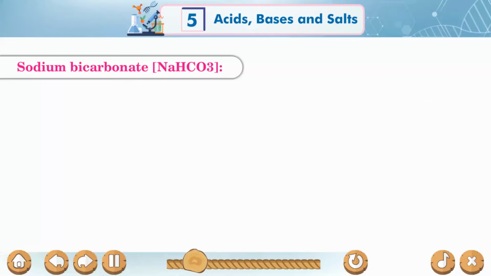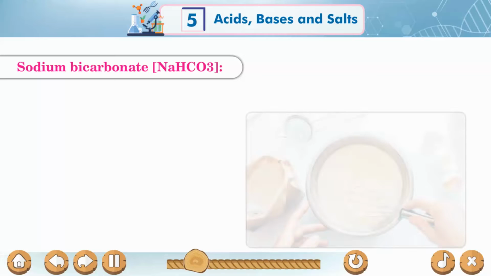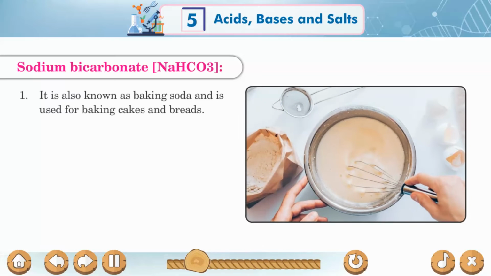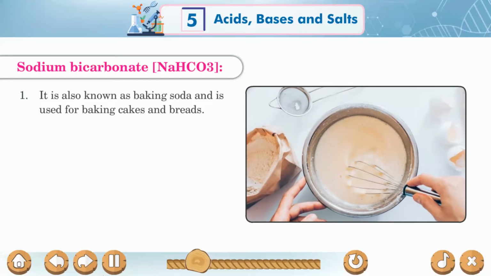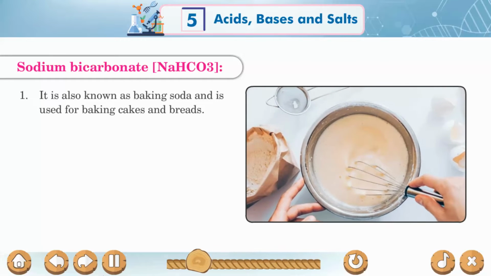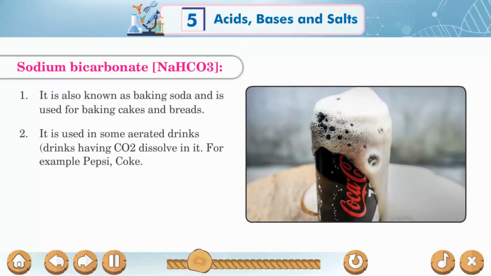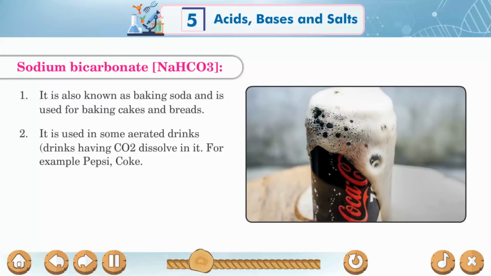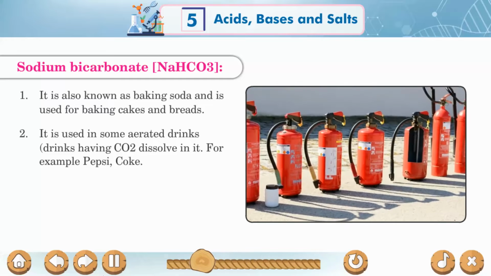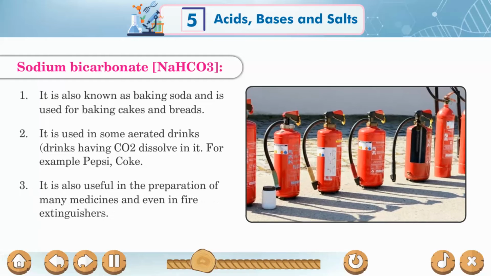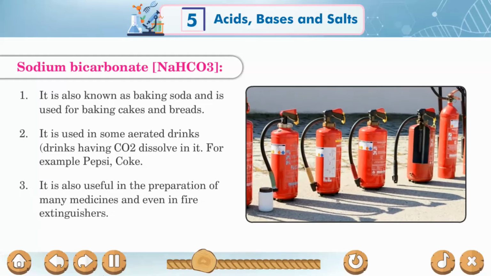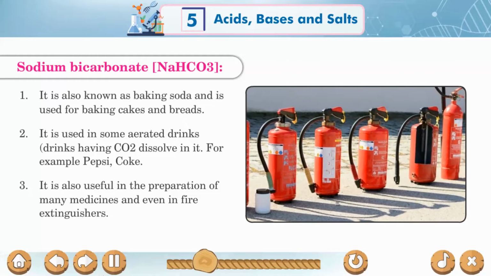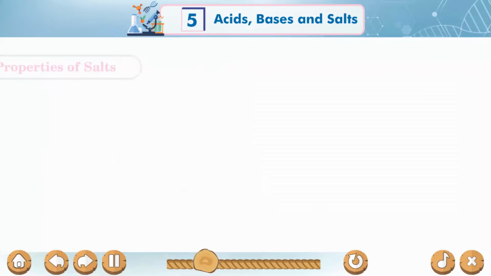Sodium bicarbonate, NaHCO3. 1. It is also known as baking soda and is used for baking cakes and breads. 2. It is used in some aerated drinks, drinks having CO2 dissolved in it. For example, Pepsi, Coke. 3. It is also useful in the preparation of many medicines and even in fire extinguishers.